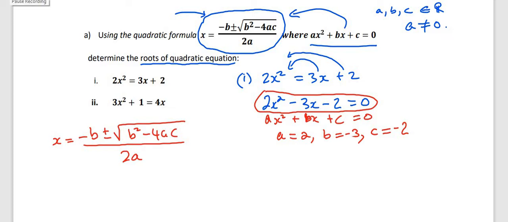So I have a question. Where did you get negative 3x from? No, I just don't understand.